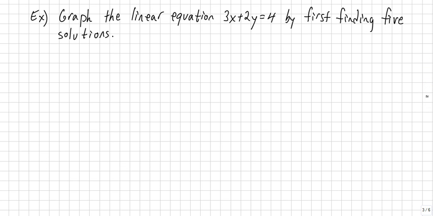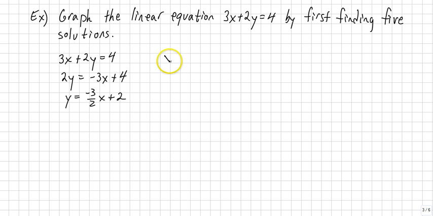So let's look at an example. If we ask you to graph the linear equation 3x plus 2y equals 4 by first finding 5 solutions, we've asked you to graph this in a specific way. I want you to find 5 solutions to that equation and use those to graph. So if we take 3x plus 2y equals 4 and rearrange it so that y is by itself, it'll be a little easier to find solutions.